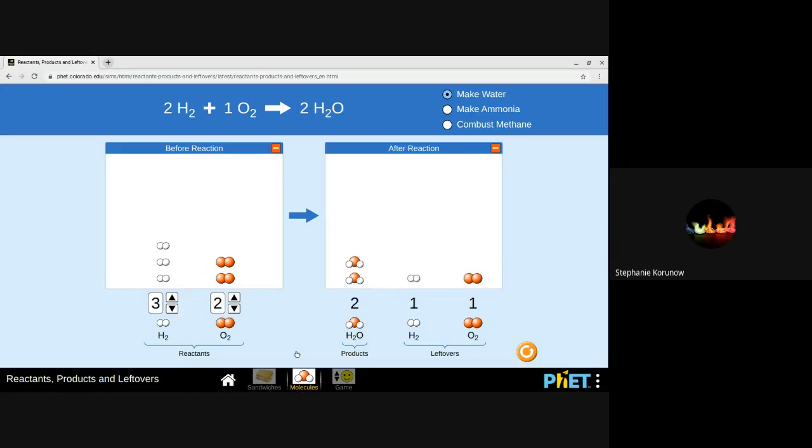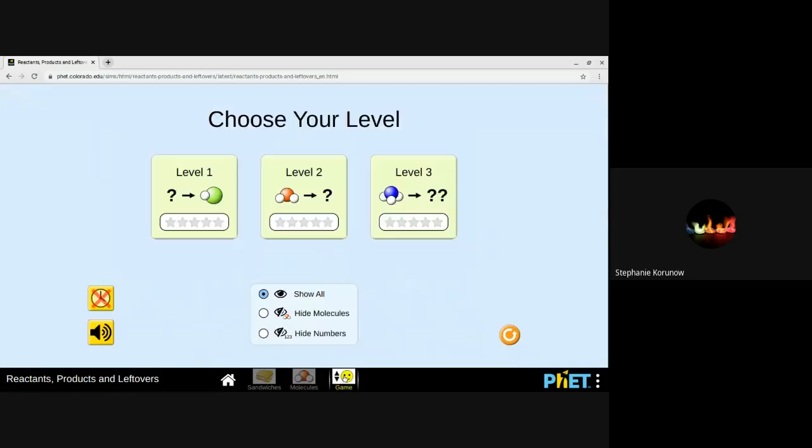So play around with the sandwich and molecule part, just so you can get an idea of what it's talking about with limiting and excess and how to use the counters. For the game, you have 3 levels. Okay, I would do show all. If you want a challenge, you can hide this stuff. If you're like, man, I got this, you can hide these different things. But I would say start with show all.